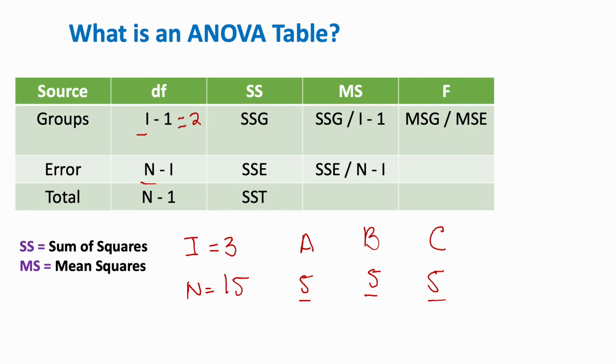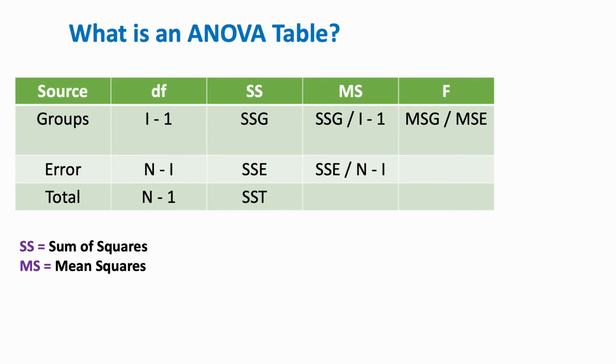Then if we want to find the degrees of freedom for our error, we go n minus I, which is going to be 12. Now, for the total degrees of freedom, it's going to be n minus 1. N minus 1 is going to be 14. Now, we may notice over here that 2 plus this 12 gives us the 14. Thus, we get the total. So, the degrees of freedom associated with the group and error, if we add them together, we will get our total degrees of freedom.